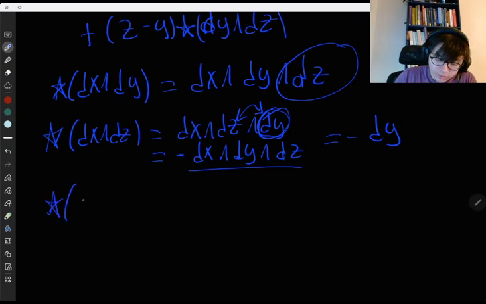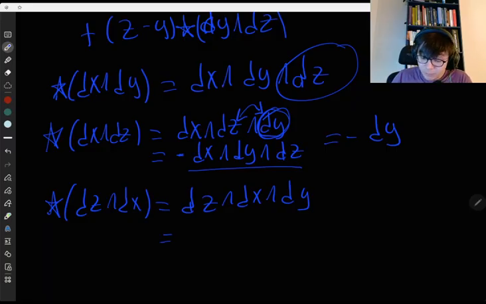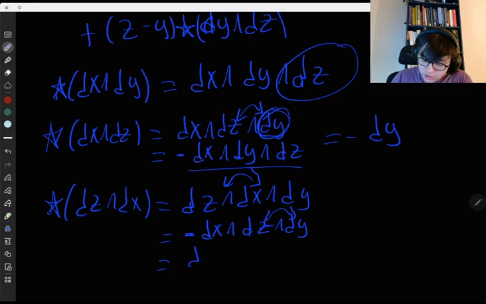Let's say I'm at the start, dz wedge dx. Well, this would be dz wedge dx wedge dy, right? And so I get a negative sign by flipping these ones around. So this becomes negative dx wedge dz wedge dy. And so you see, I get another negative by flipping these around. Well, that's actually just dx wedge dy wedge dz.